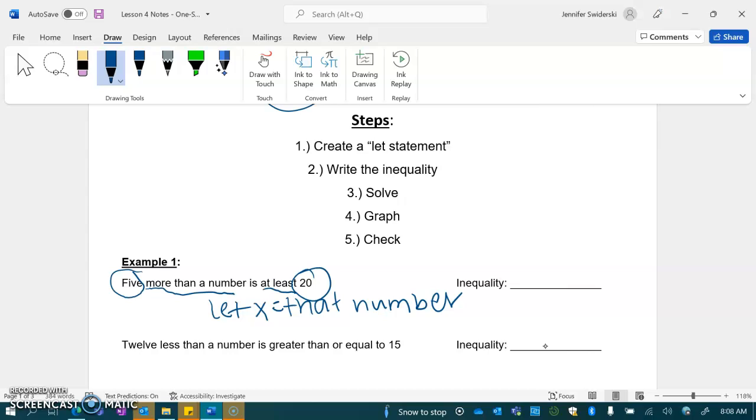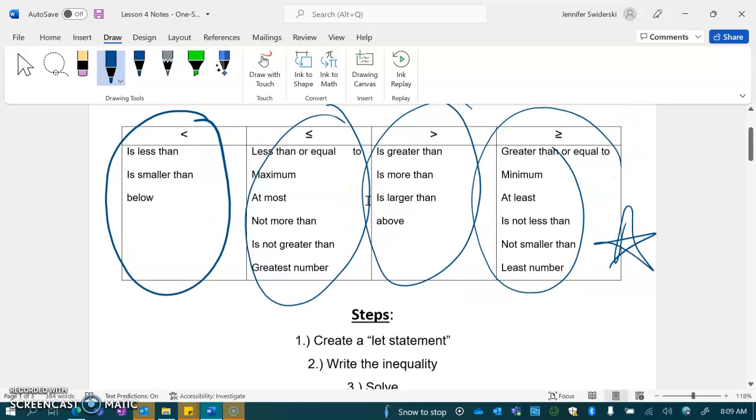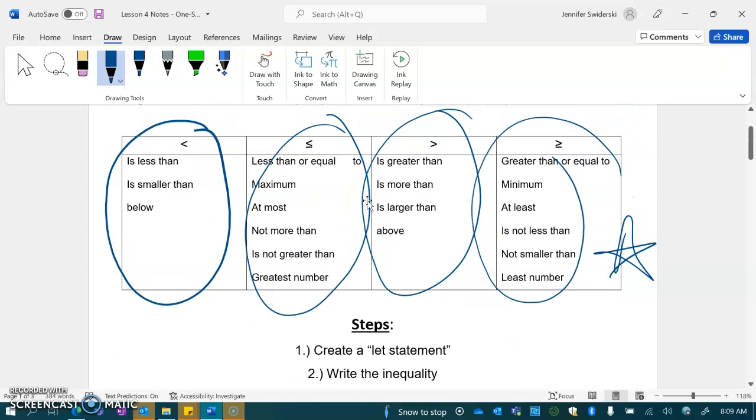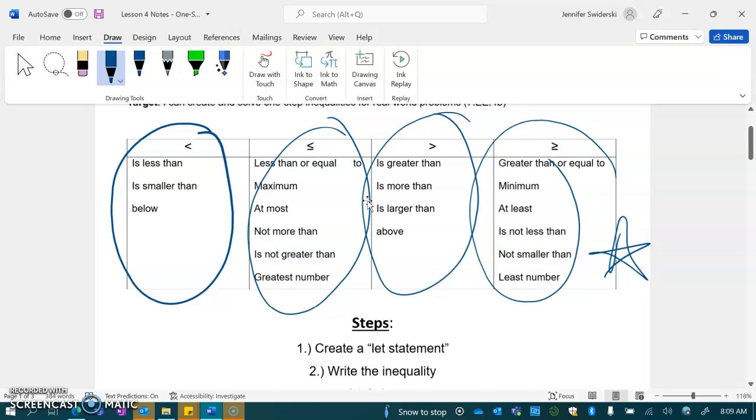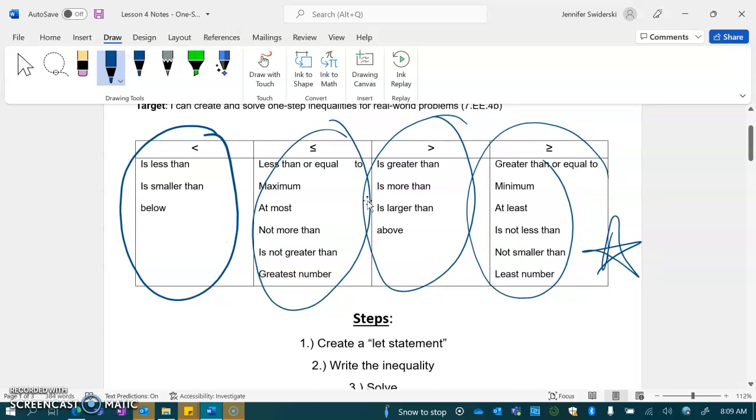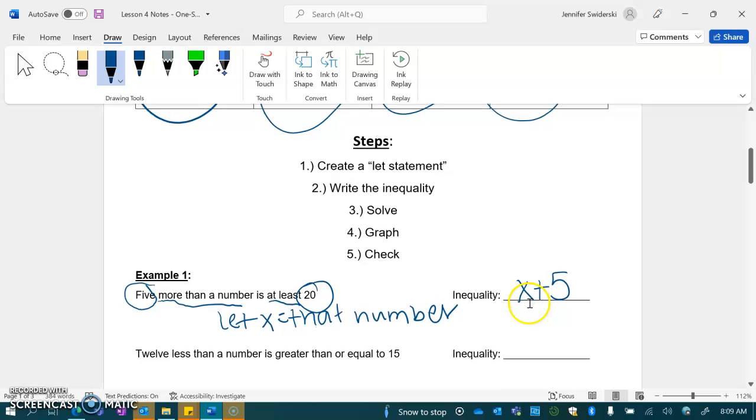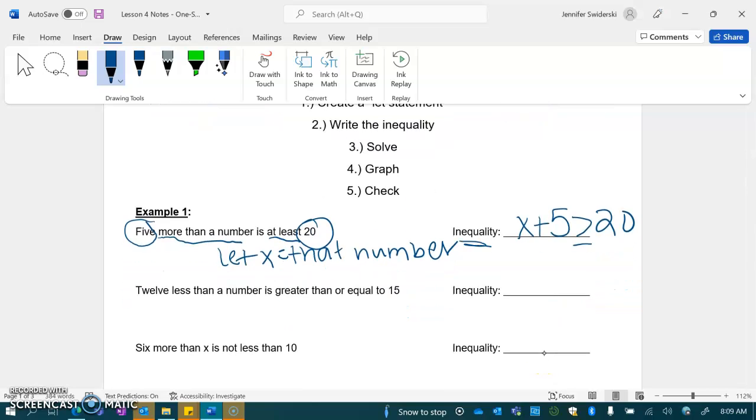All right, so here what I'm going to say is, okay, well, that number, more than is 5, is at least. Well, up here, I see the word at least, all right, is going to be, let's see, greater than or equal to. It's right here. So is at least greater than or equal to 20. And then, of course, we can solve like we did last week. But right now, they just want me to write the inequality to represent the scenario.